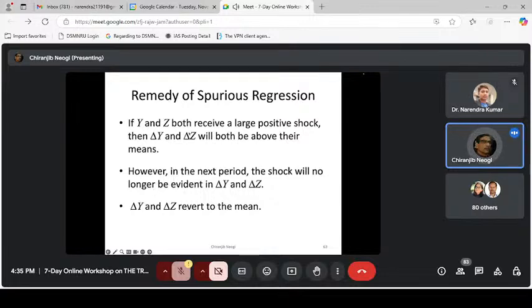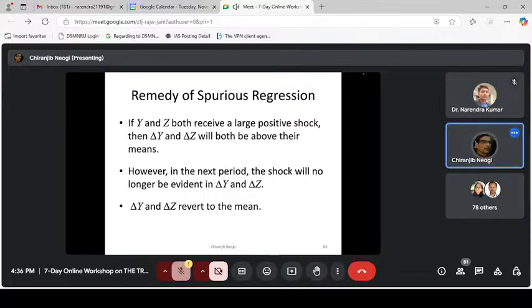If Y and Z both receive a large positive shock, then delta Y and delta Z will both be above their means. However, in the next period, the shock will no longer be evident in delta Y and delta Z, so they revert to the mean. So after differencing, I can have the series stationary, and I can use those values for the classical regression model. So this is the remedy for the spurious regression model.